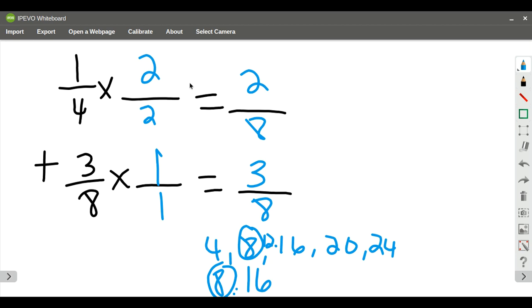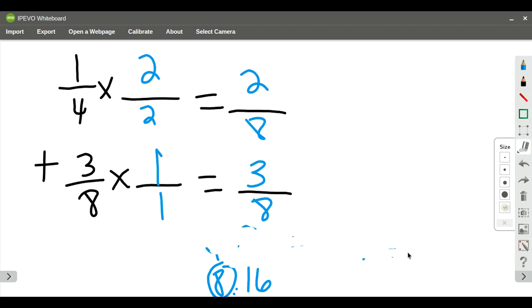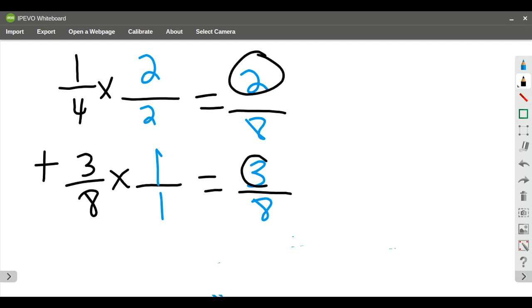Okay, so now I have my new equivalent fraction. So I have 1/4 is equal to 2/8, and then 3/8 didn't have to change at all because 8 was the common denominator. And so at this point, I am going to add my numerators together. And when I add my numerators together, I end up with 5/8.